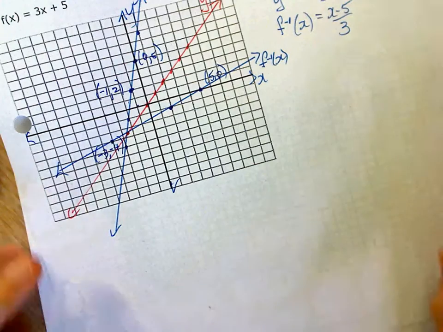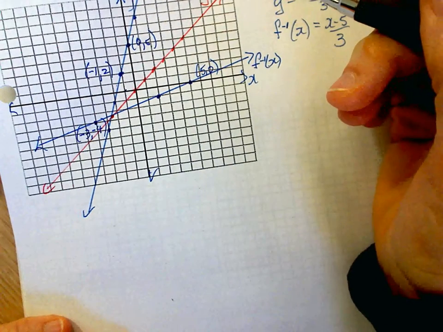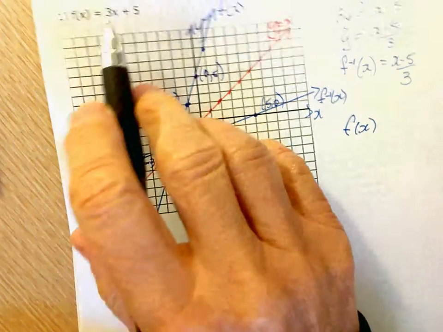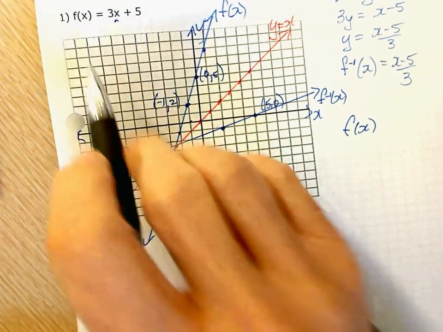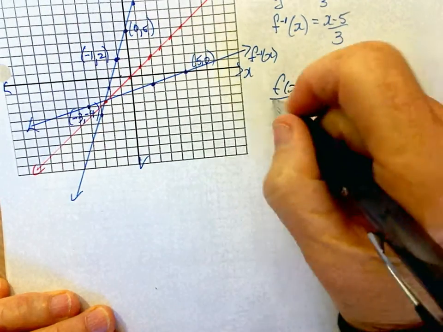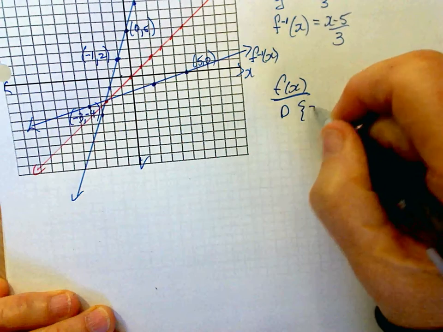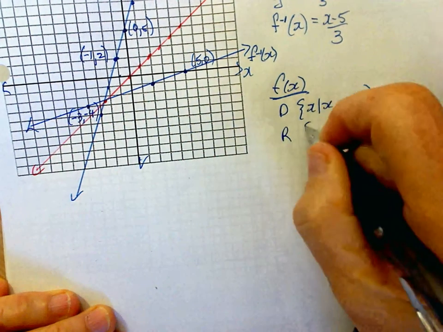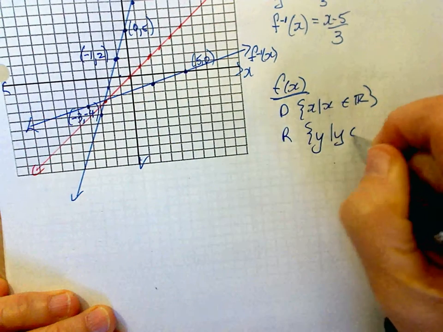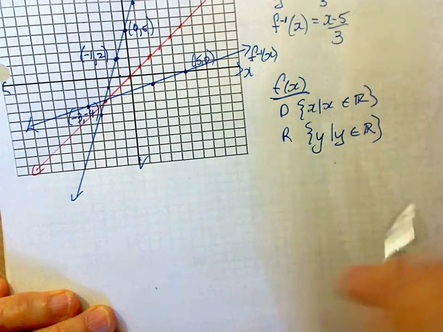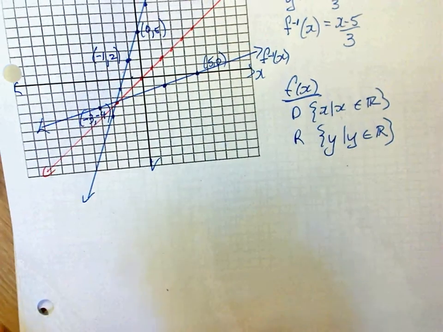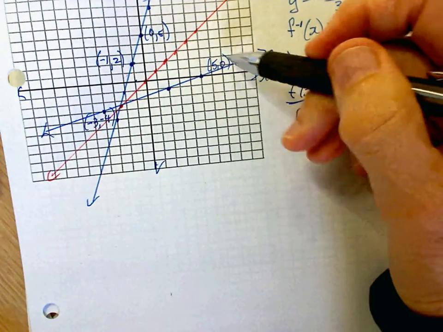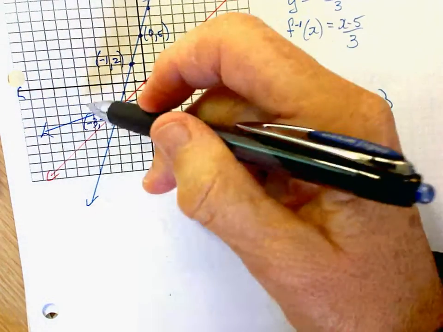Okay, so find the domain of both of them. So let's do f of x. Well, x is an element of the real numbers and y is an element of the reals. It's just a straight line. So, is the inverse a function? Yeah, look, the inverse passes the vertical line test, right? So we know that's a function.